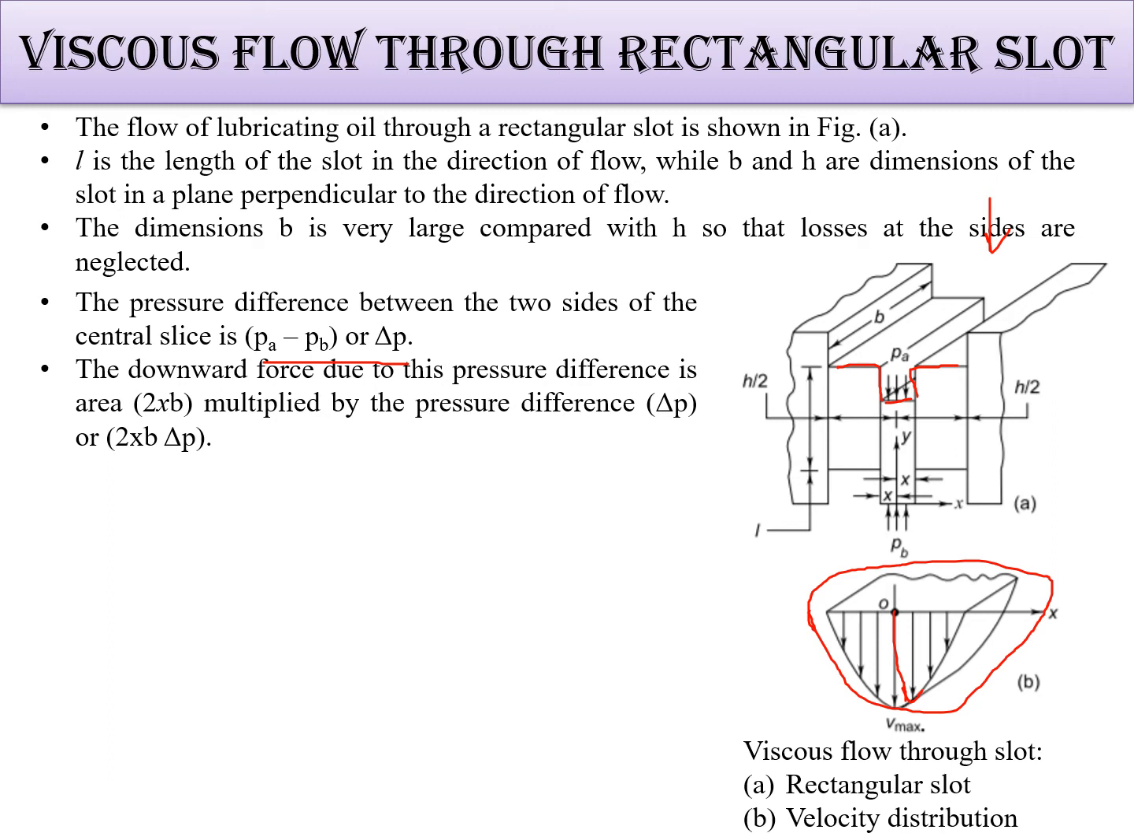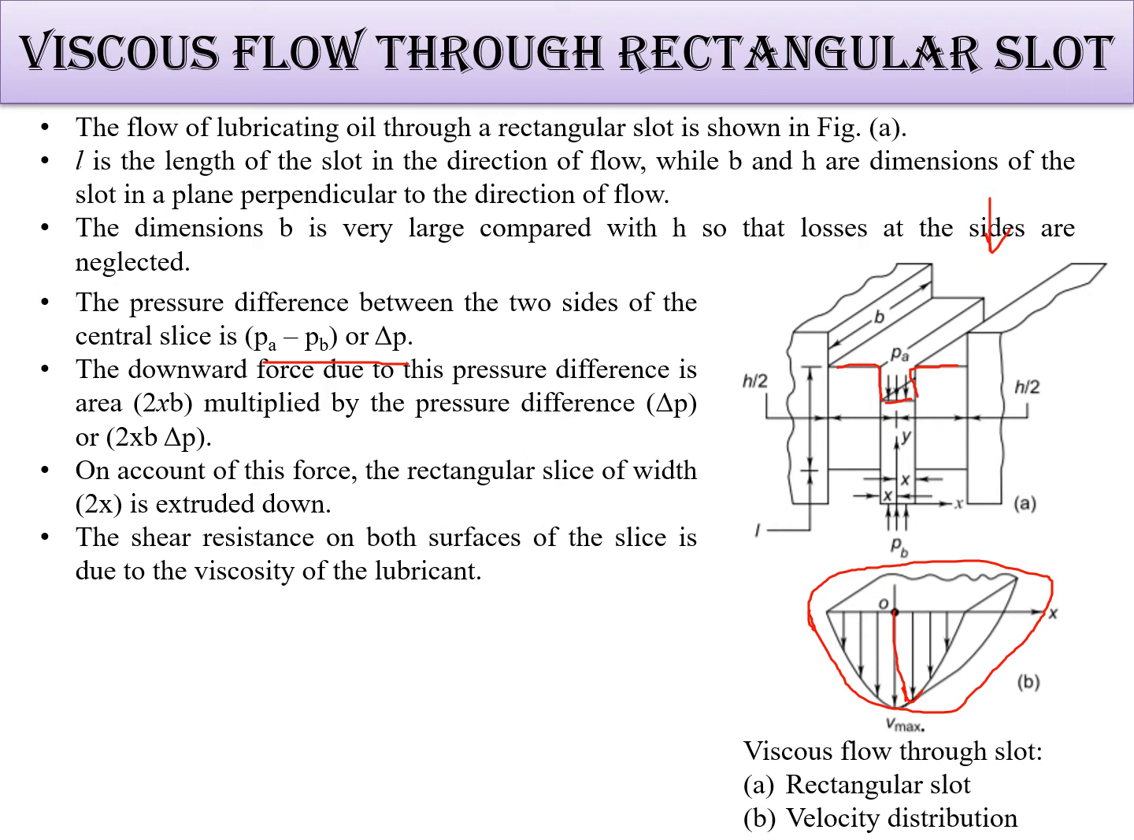The downward force due to this pressure difference is 2xb times the pressure difference, so 2xb delta P. On account of this force, a rectangular slice of width 2x is extruded. Now let's see the shear resistance on both surfaces of the slice, which is due to the viscosity of the lubricant.